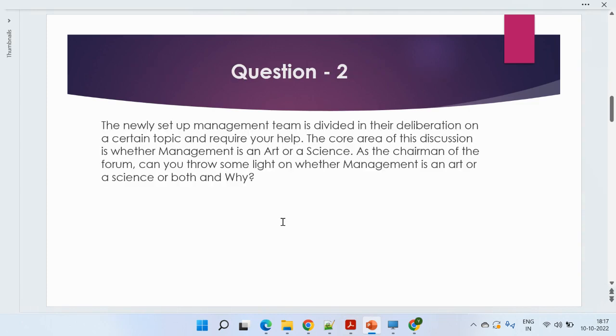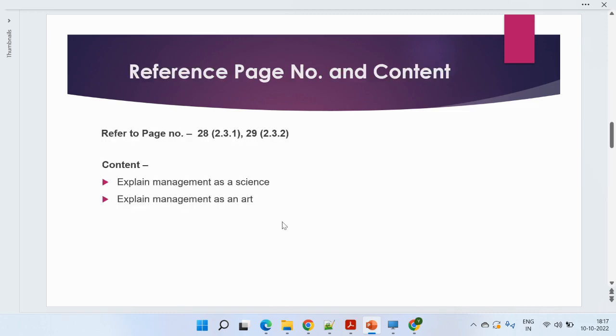Going to the second question, the newly startup management team is divided in the deliberation on a content topic and requires your help. The core area of this discussion is whether management is an art or a science. As a chairman of the forum, can you throw some light on whether management is an art or a science, or you can say it's both, and explain the reasons why.